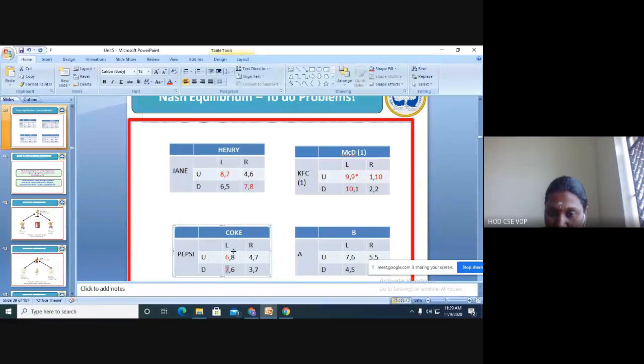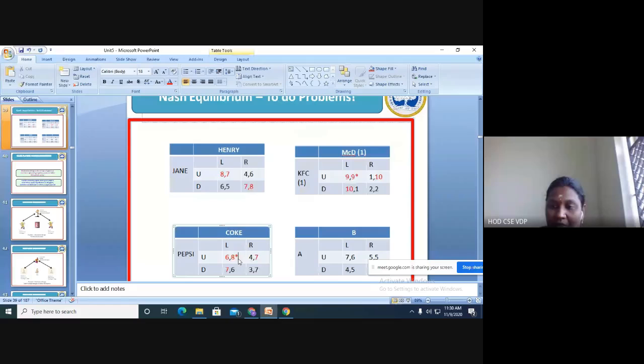And Coke is going to play two strategies, L and R. So L played against these two strategies. So what should I choose? It is 8. And here you have a tie. So 7, 7. So randomly you can choose 1. So if I choose 7, so this is going to be my payoff. So this is going to be my Nash equilibrium.